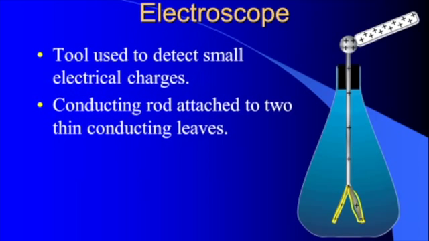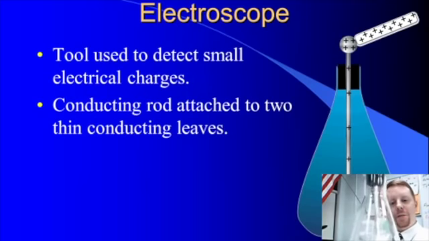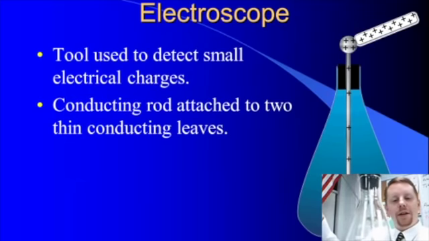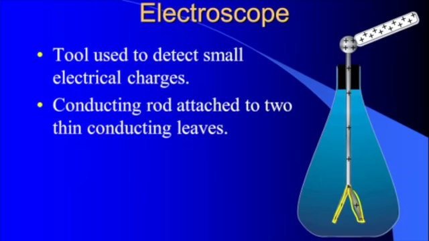Let's see if we can't demonstrate that here. I have a charged rod. I'll try and bring it into contact with the electroscope. If you can see the leaves there, as I bring it closer, you can see the leaves start to pull apart. The closer I bring it, I put charge on there, the leaves spread apart. The operation of the electroscope.